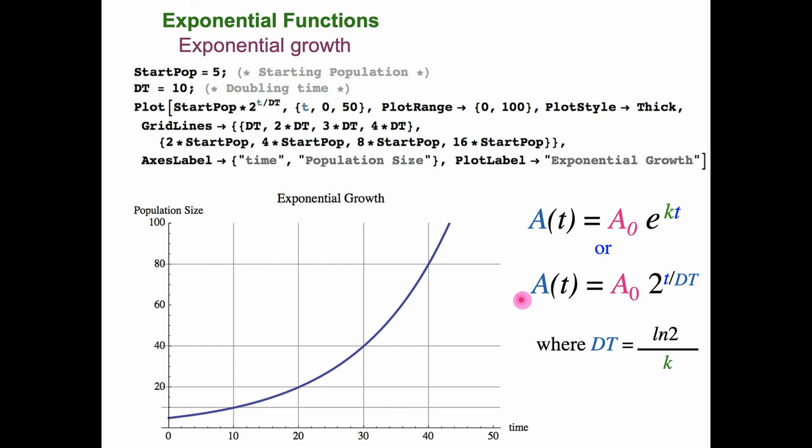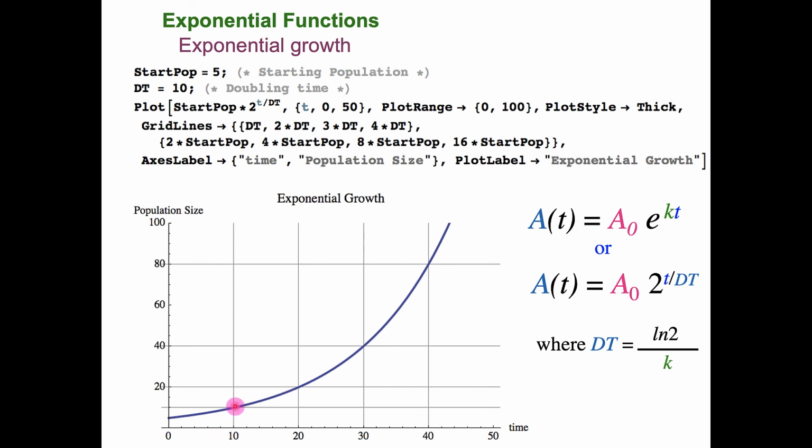Another way of writing this is that A of t equals the amount you started with times 2 to the power of t divided by dt, where dt stands for doubling time. It's equal to the log of 2 over k, and it's an analogous concept to the half time in exponential decay. So in this example, we start with 5 cells at time 0, and the doubling time is 10.